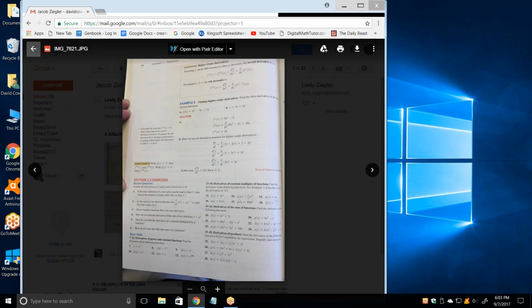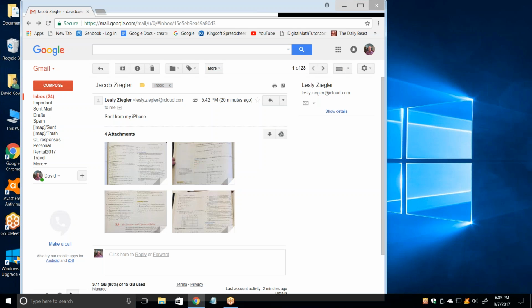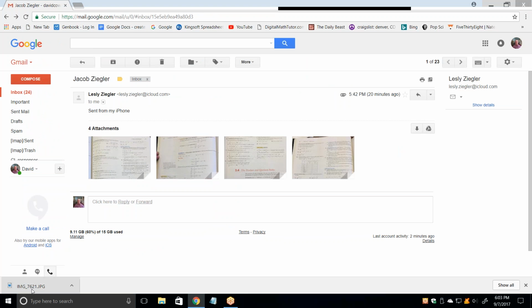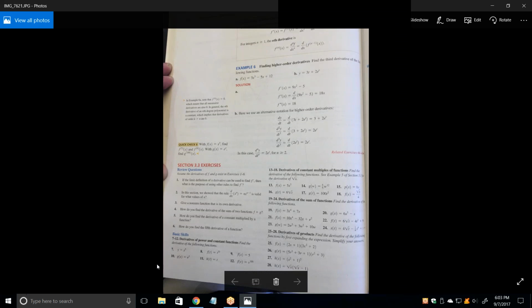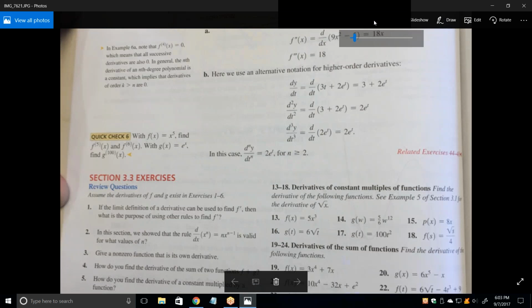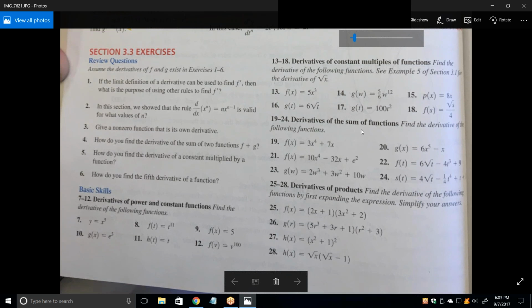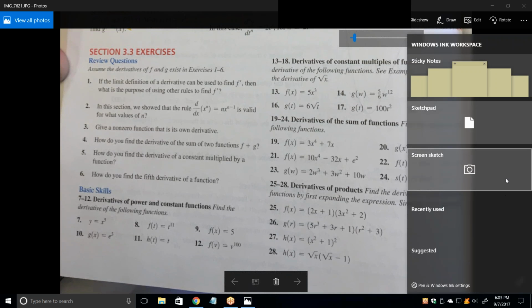Okay, let me download this one and bring it up. Yeah, that's the first page. So 12 through 26 evens. Let me go ahead and take a snapshot of this.